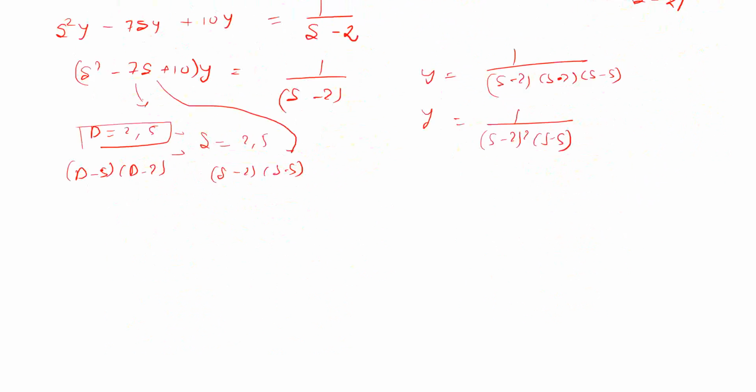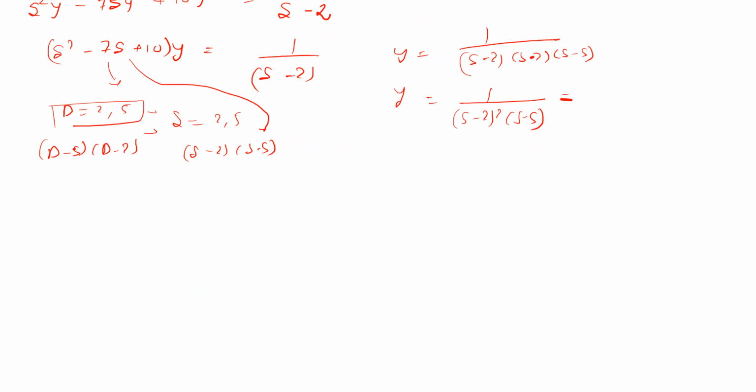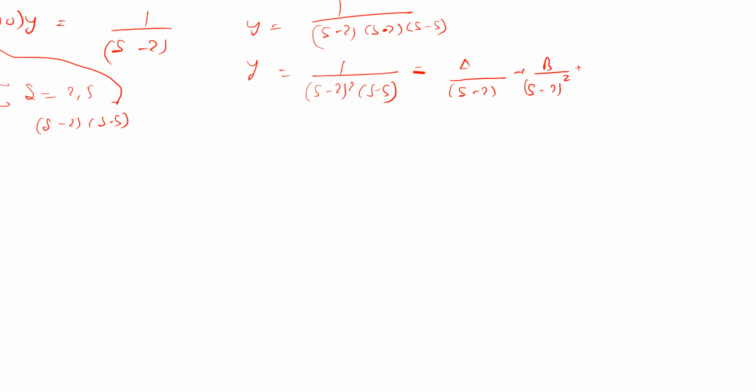All right, we need to solve this part by using the partial fraction method. This is a over s minus 2, okay, and the next part is b over s minus 2 squared plus c over s minus 5. So what we have to find out here are the a, b and c values. So we'll do the cross multiplication here. This is a times s minus 2 times s minus 5, and plus b times s minus 5, plus c times s minus 2 whole squared.